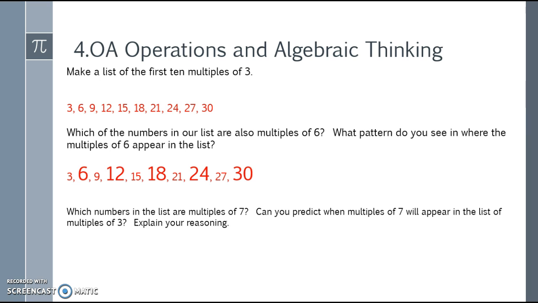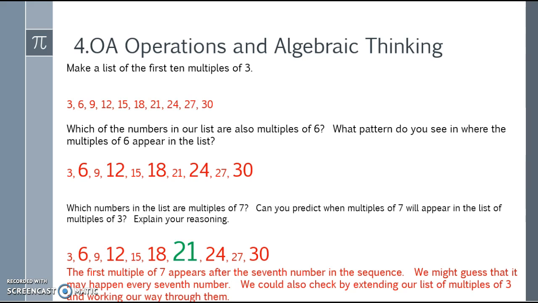Which numbers in the list are multiples of 7? Can you predict when multiples of 7 will appear in the list of multiples of 3? Explain your reasoning. So here are my multiples of 3 again. Again, the multiples of 6 are highlighted, and then I super highlighted 21, which is a multiple of 7. The first multiple of 7 appears after the 7th number in the sequence. We might guess that it may happen every 7th number. We could also check by extending our list of multiples of 3 and working our way through them.